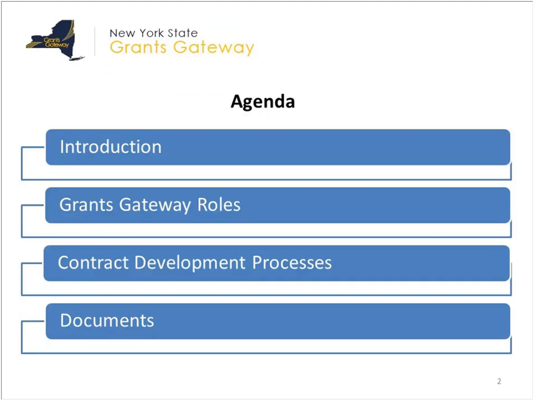So first of all, we're just going to go through this agenda. We're going to do a quick introduction. We'll get into the Grants Gateway roles. We'll talk about the contract development process and the things that you're going to need to be doing, and then we'll mention some of the documents.